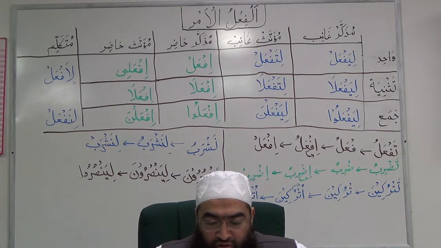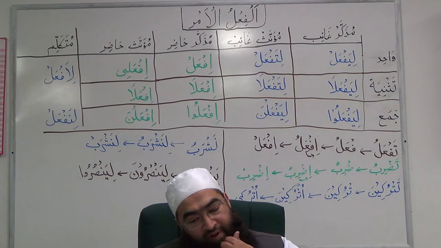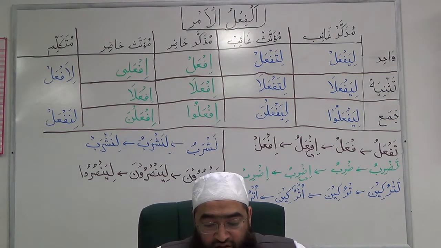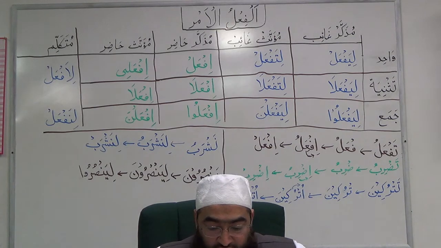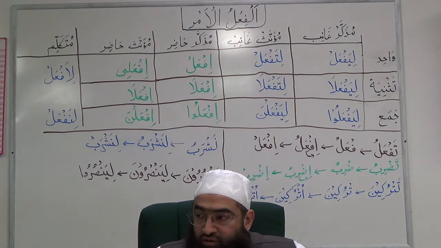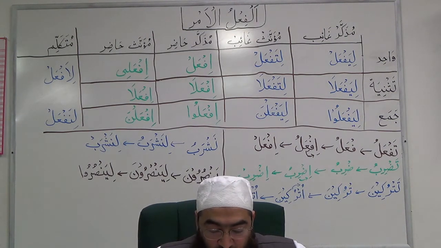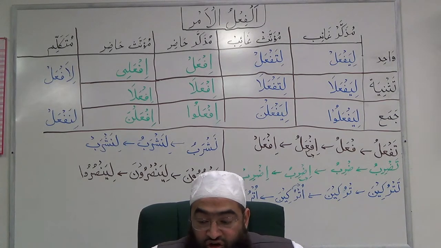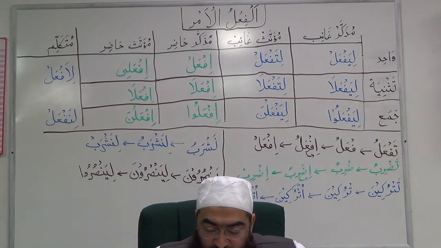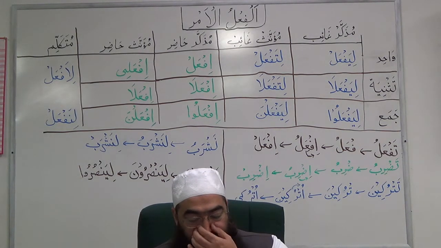Al-fi'l al-amr. Fi'l means tense or verb, and amr means command. So basically, it's the command tense. Amr means to order, to command, to demand. So if you want to demand something or instruct somebody on something, then you will use this tense.